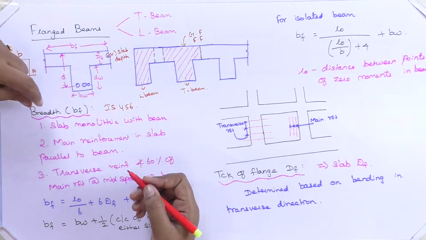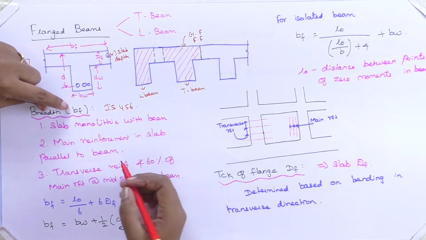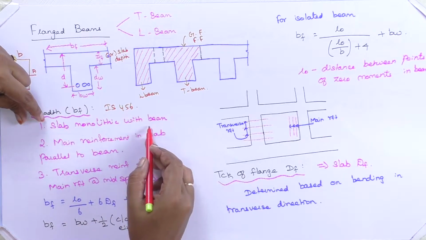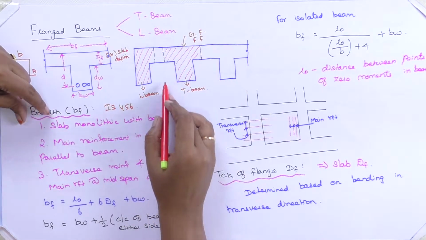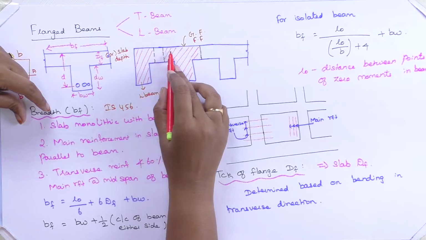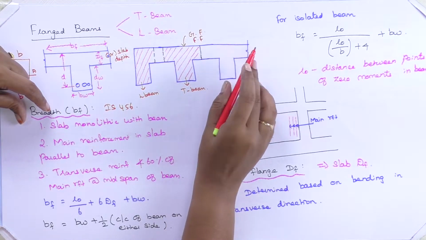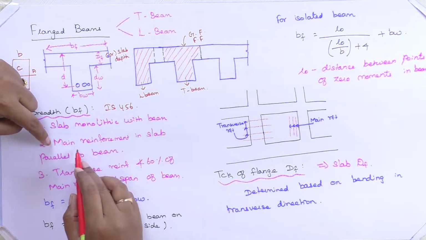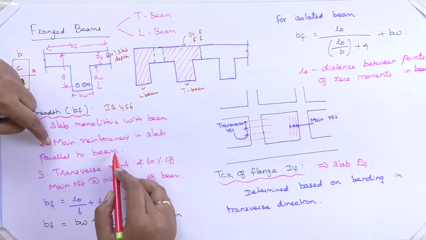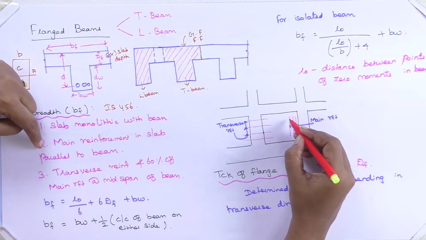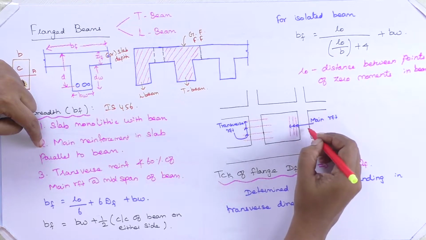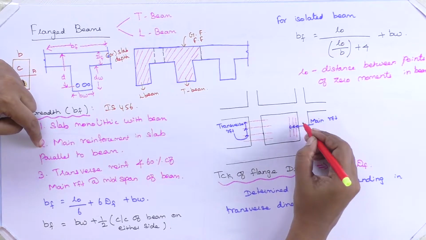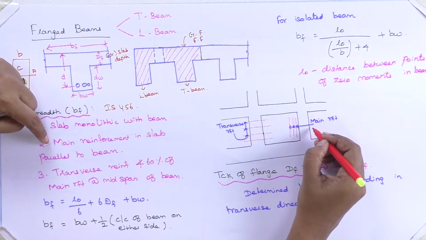Our code says for the breadth of the flange BF, the slab should be monolithic with the beam. The slab part should be monolithically constructed with the beam part. That is, the steel should be prolonged into the flange breadth of the beam also. Then the main reinforcement in the slab should be parallel to the beam. This is the main reinforcement provided in a slab. This should be parallel. This is the T-beam in between your slabs. This main reinforcement should be parallel to the beam.